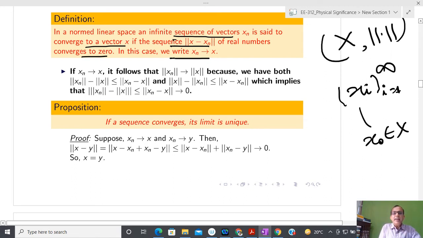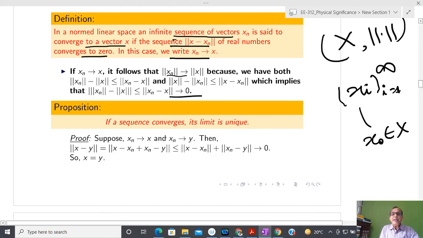Now these two definitions are the same. You can see that if x_n converges to x, then the norm of x_n will converge to the norm of x. In this way we are able to see that both definitions are equivalent.